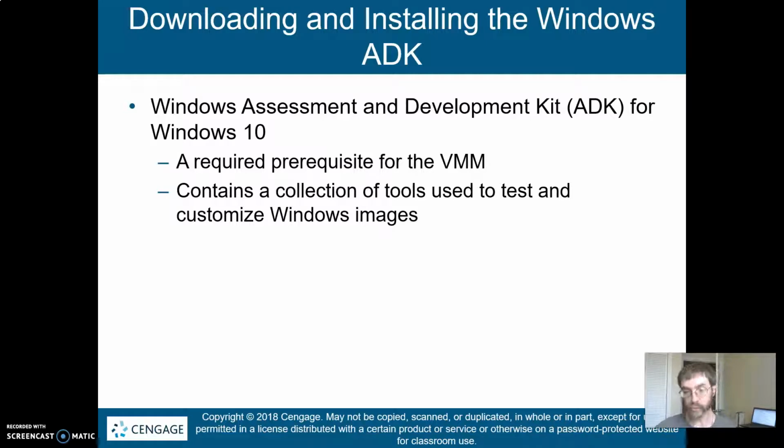This is also a prerequisite. If you try to install the VMM and you don't have this installed, it will stop. It will make you do this and then install it. One other thing to note, because the deployment model for the Win10 ADK has changed, you're actually going to need to get two files. One is the ADK itself, and the other is the PE.